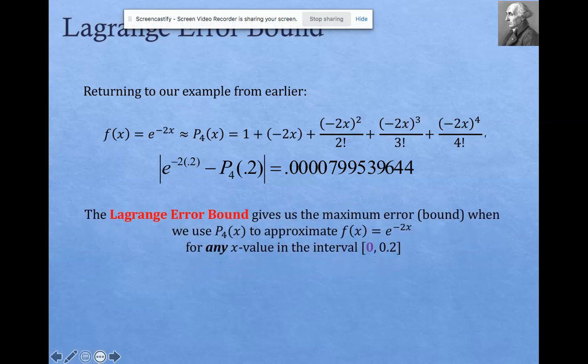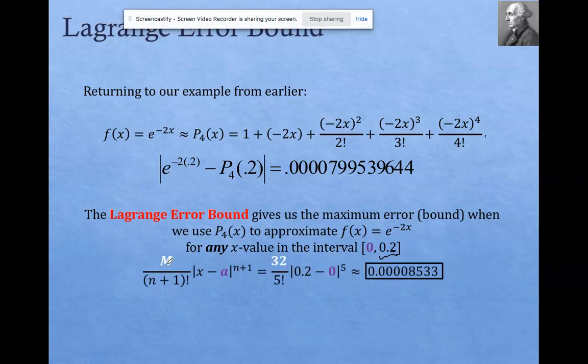The error bound gives me the worst kind of error. The worst my error will ever be using the fourth order polynomial to approximate any x value from 0 to 0.2, right? And 0.2, remember, is my chosen x. I can use anything in here. And the worst error I will be is this expression. Notice the white M morphed into a 32. I don't want you to worry about that yet. I want you to just look at the remainder term.